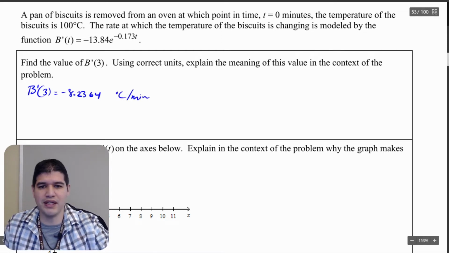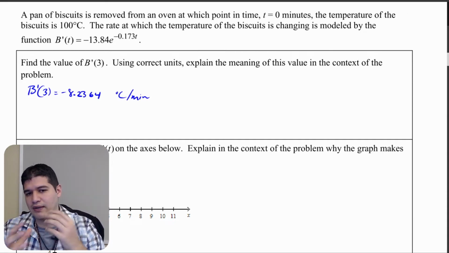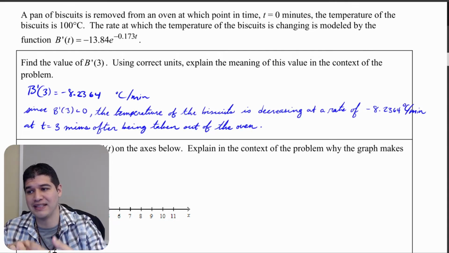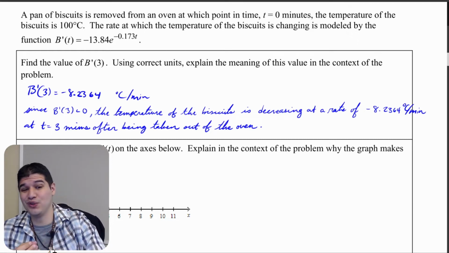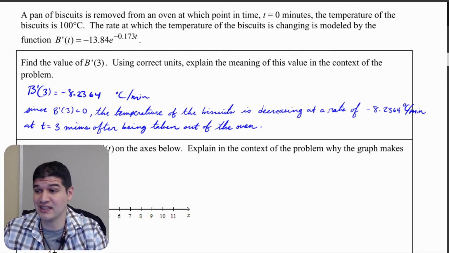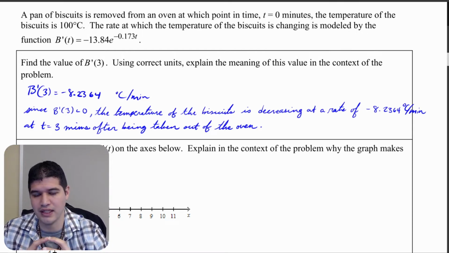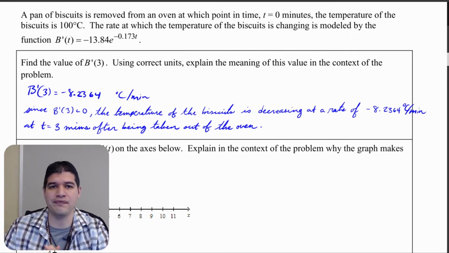So what does this mean in the context of the problem? Well, since the derivative at t equals 3 minutes is negative, we know that the temperature of the biscuits is decreasing at a rate of 8.2364 degrees Celsius per minute at time t equals 3 minutes. So this is the time t equals 3 minutes after being taken out of the oven.